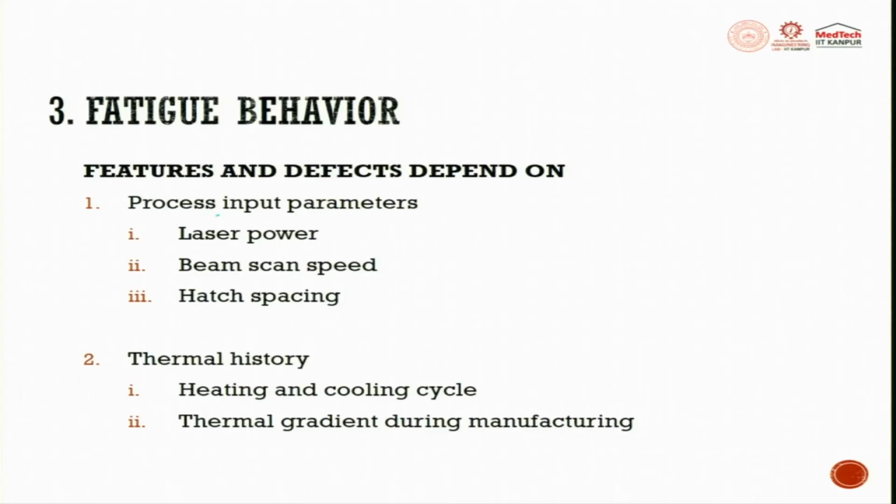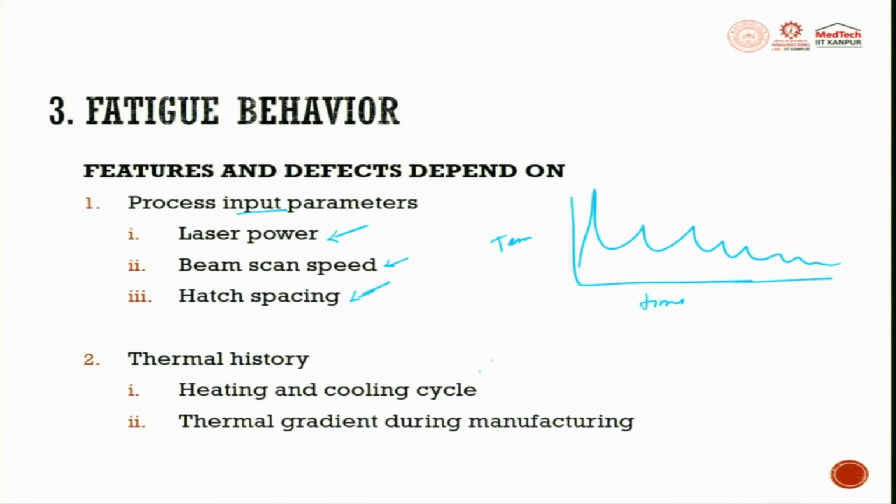When we talk about the process input parameters, laser power, beam scan speed and hatch spacing, all these things play an important role as far as input parameters are concerned. The thermal history, heating and cooling cycle plays a very important role. That is what we saw in the last class, temperature versus time. So, this is the heating and cooling cycle which is happening when we start printing it layer by layer. Then thermal gradient during the manufacturing is the ambience at the point of doing. So, this is thermal history.